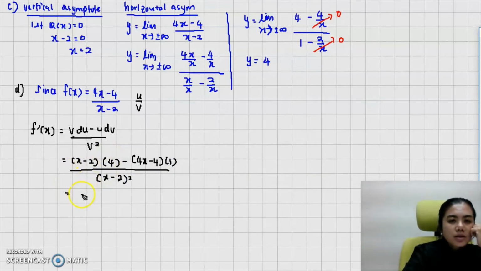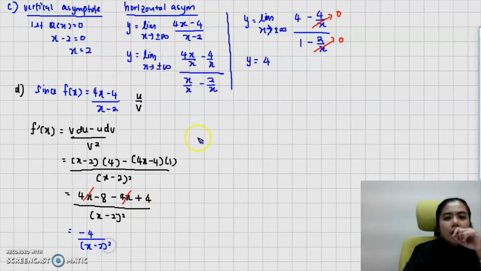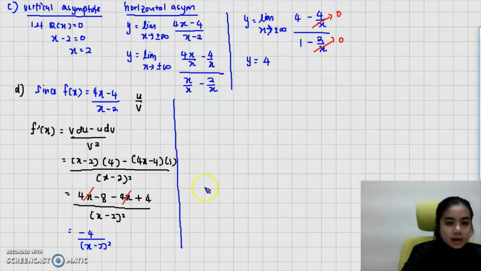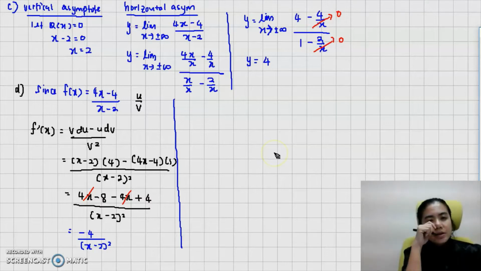If we expand this, we basically have 4x - 8, and this is -4x + 4, right? The 4x and 4x, you can cancel. So we end up with f prime equal to -4 over (x - 2) squared. So we just finished finding f prime, so we have to identify whether it has a critical point or not.